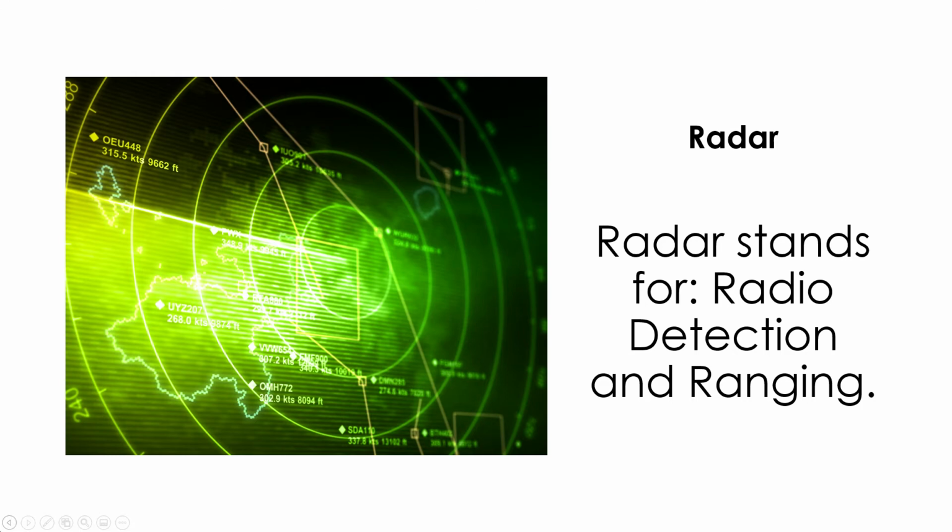And radar. Radar stands for radio detection and ranging. What happens here is a radar dish sends out radio waves which reflect off objects and return to the dish and are detected. This allows a radar dish to locate objects in the sky.